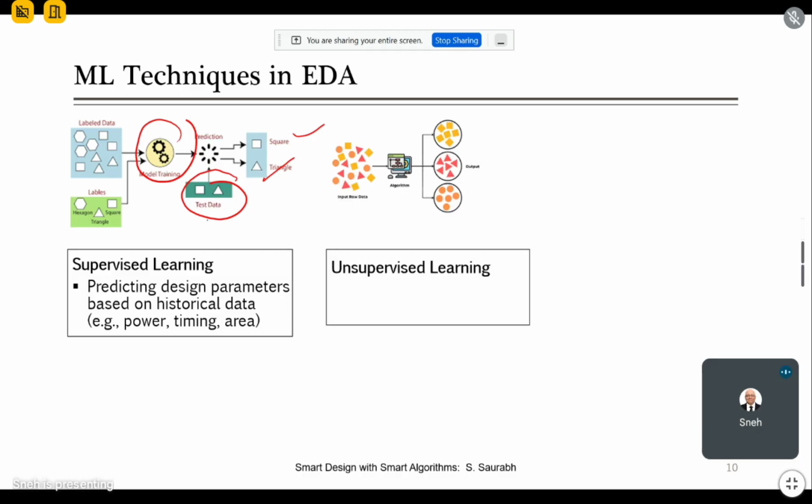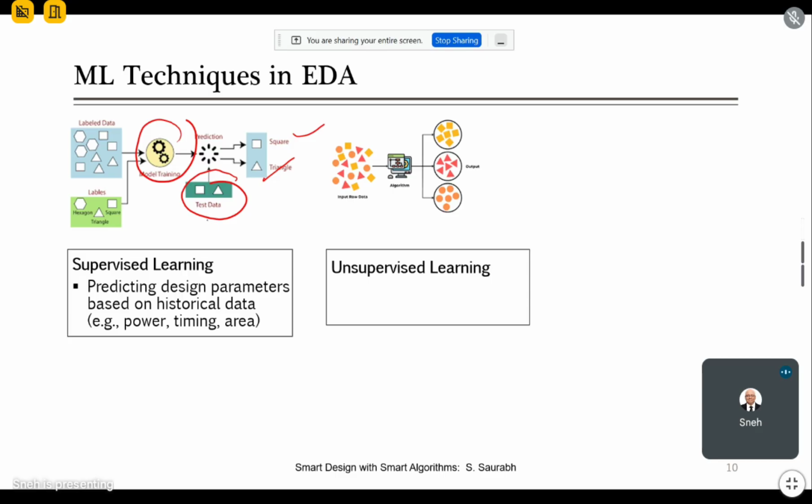All right. Then the other one is unsupervised learning, right? So we can also use unsupervised learning in EDA tools. So what is the meaning of unsupervised learning? In unsupervised learning, we simply give data. We do not give labels. Now this ML tool, based on this input data and some statistical analysis, will learn on its own to do a kind of classification.